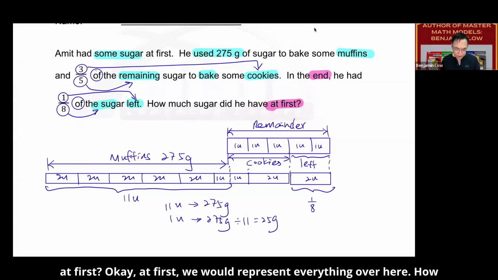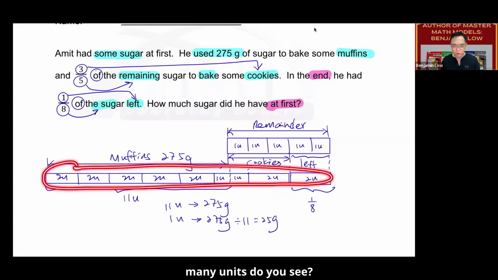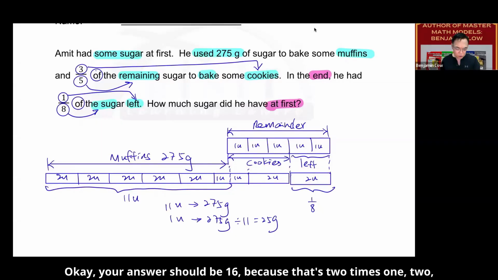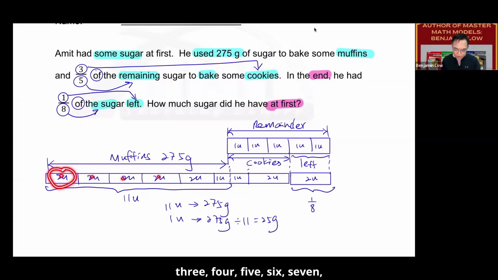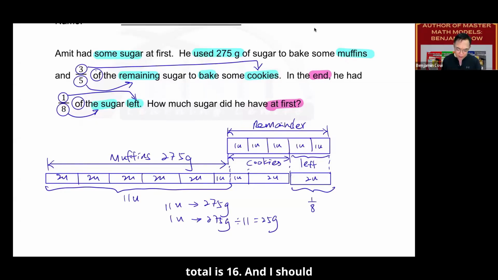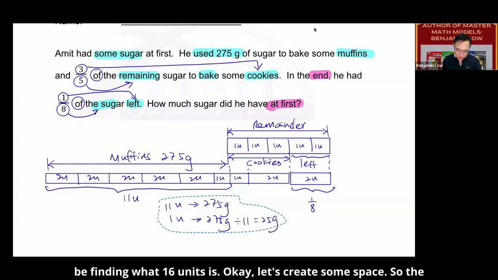Okay, at first would represent everything over here. How many units do you see? Okay, your answer should be 16 because that's 2 times 1, 2, 3, 4, 5, 6, 7, 8. 2 times 8 is 16. Therefore, since there are 16 units, the total is 16 and I should be finding what 16 units is.